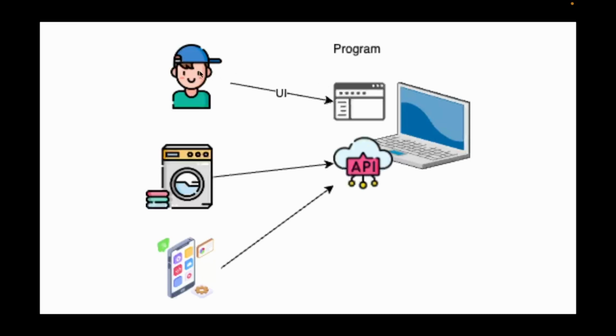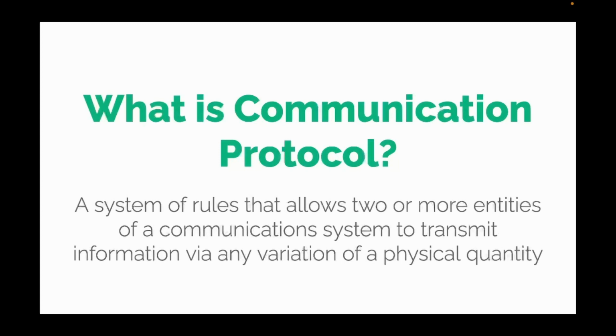If a user has to interact with that program, the user will have a user interface, UI. If programs or applications need to interact with it, then an application programming interface would be provided. I hope it's clear now what an API is, what an interface is. So what is a communication protocol?